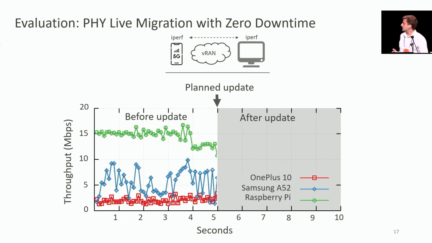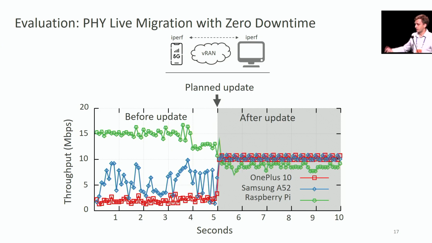The first PHY was configured suboptimally, which was causing unfair bandwidth balancing between the user devices, with the Raspberry Pi device getting more bandwidth than the phones. And then we migrate processing to another PHY configuration, which enables fair bandwidth balancing. That's just an example. The most important thing to note here is that with Slingshot, this update happens instantaneously, with 0 downtime of any of the devices.